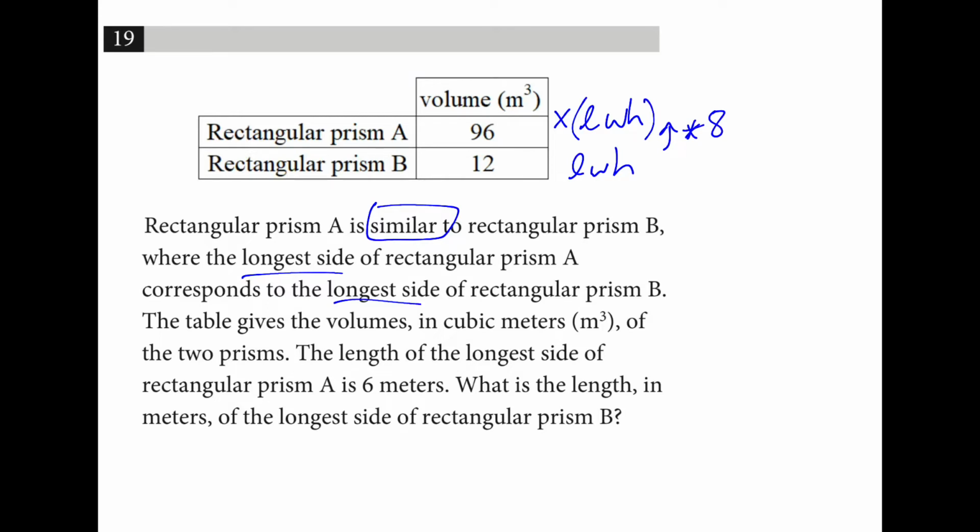What you'll find, though, is that each part is twice as big. So 2L times 2W times 2H. And that's how you get 8 LWH compared to the original LWH. So if this big one was 6, the small one is half of that, or in other words, 3.